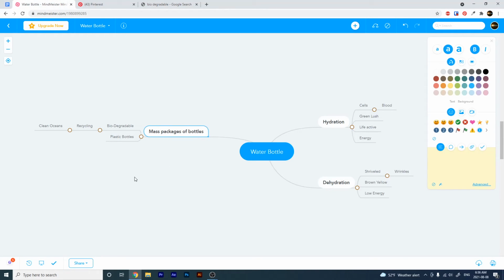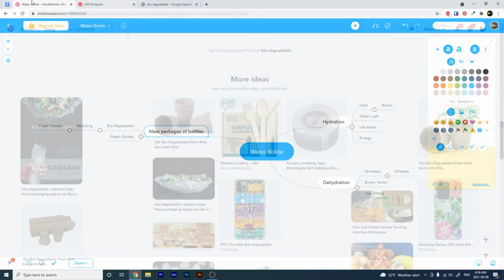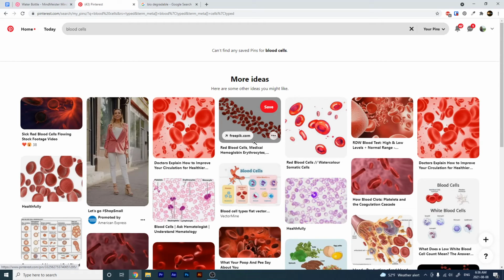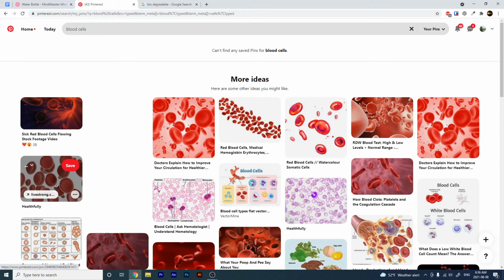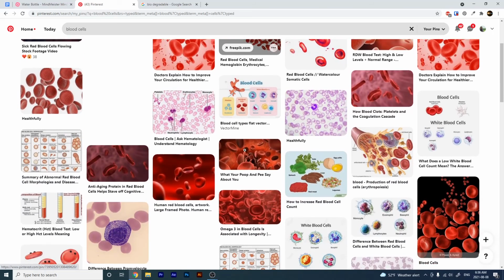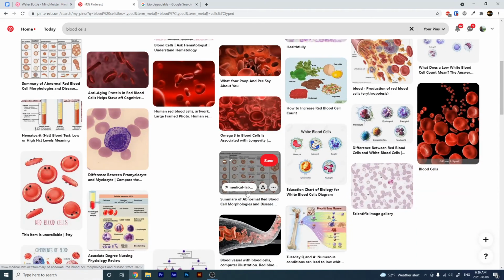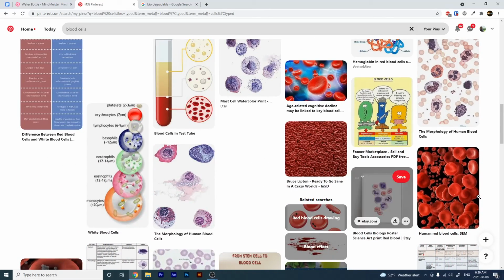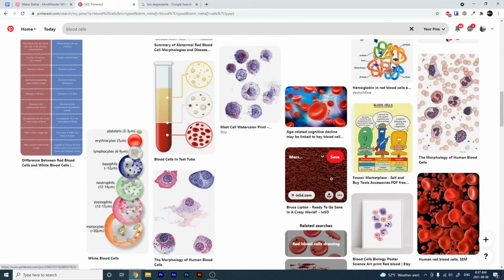We could also type in something like blood. And for this one, I'm going to look on Pinterest. So let's type in Pinterest, blood cells. So we have this right here, right? This could be interesting. Somehow connecting it with water and having good hydration. Interesting. This could be nice.